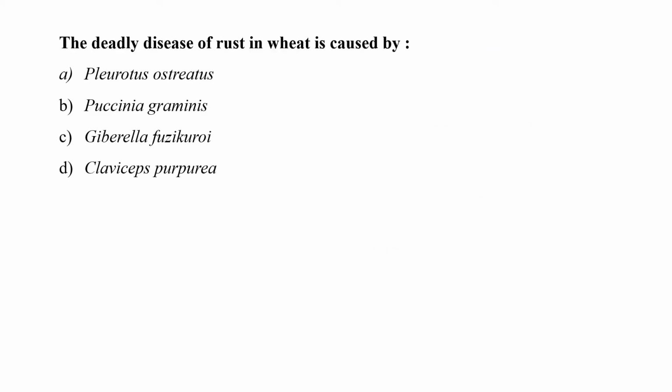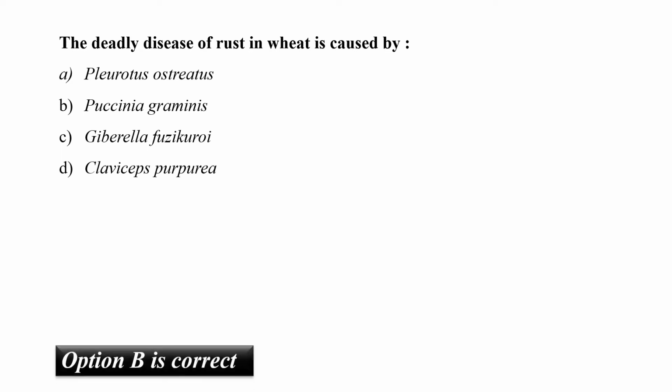The next question is, the deadly disease of rust in wheat is caused by? The stem rust, also known as the black rust disease, is caused by the fungus Puccinia graminis. So the correct answer to this question would be option number B.